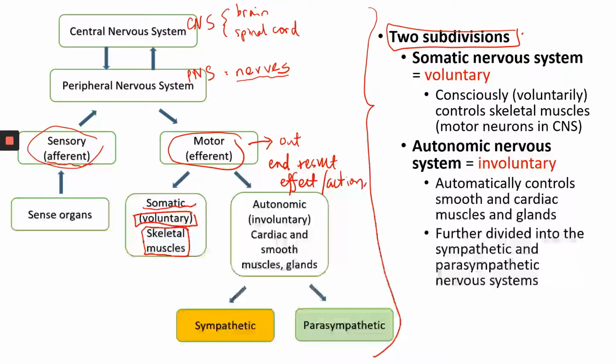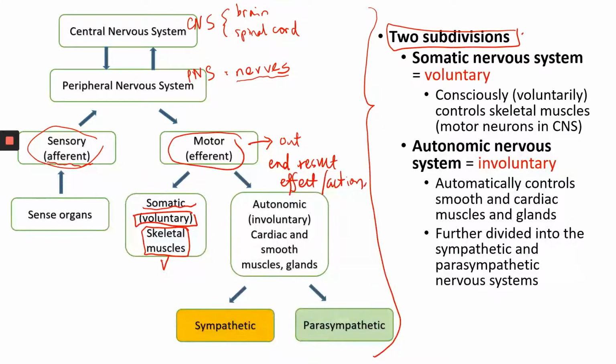So let's do a quick test. Can you move your fingers and your arms? You can, right? If you can't, you are in big trouble. So if you can move them consciously, that means it's going to be under the somatic nervous system. And usually it's pretty much just skeletal muscles, right?